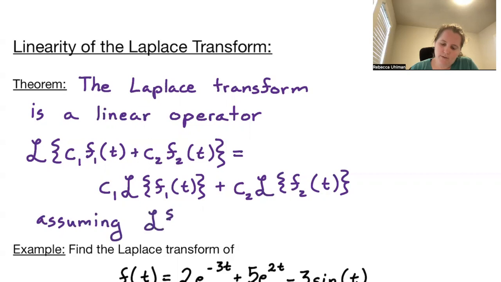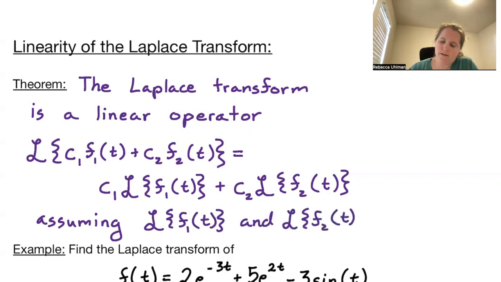the Laplace transform of F1 of t and the Laplace transform of F2 of t exist. You could be in cases where you have an infinity minus infinity situation, where that limit does exist, but the two individual pieces are infinity. So just something to keep in mind.